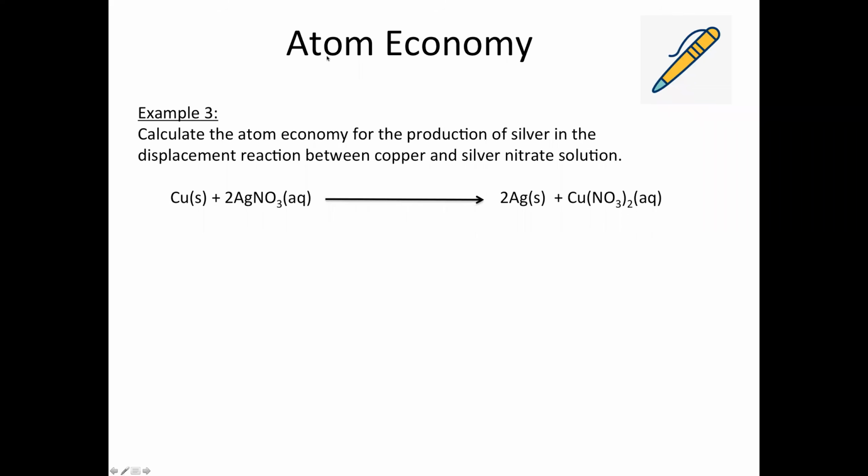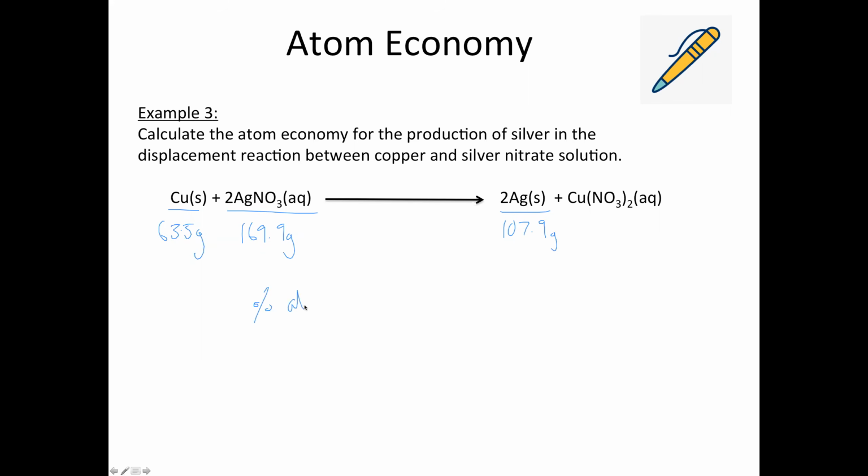So example 3, calculate the atom economy for the production of silver. And then we always need our reactants. So the gram formula mass of copper is 63.5 grams. Silver nitrate is 107.9 plus nitrogen, which is 14, plus 3 times 16 for the oxygens. So that's 169.9 grams. And then 1 mole of silver on its own is 107.9. Sorry, took me a while to see it there.